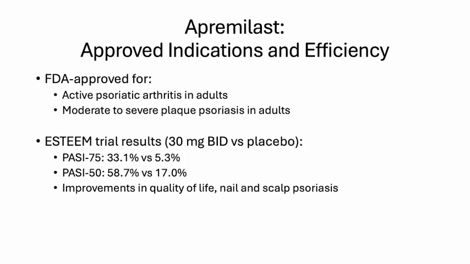Apremilast is FDA approved for two main indications in adults: active psoriatic arthritis and moderate to severe plaque psoriasis. Its efficacy was demonstrated in the ESTEEM trial, where significantly more patients receiving Apremilast achieved PASI 75 and PASI 50 at week 16 compared to placebo. The study also showed improvements in quality of life measures and in nail and scalp psoriasis.